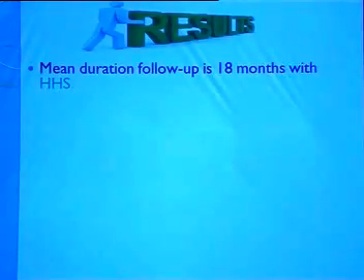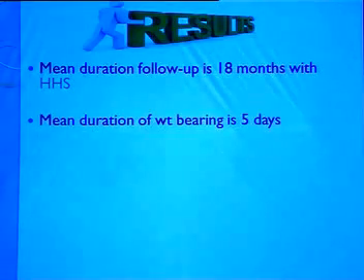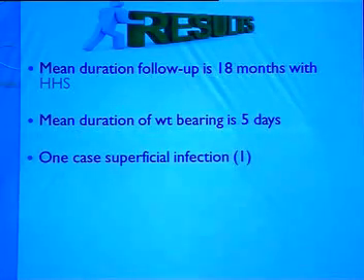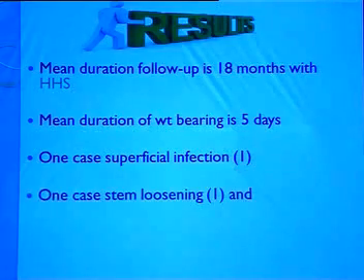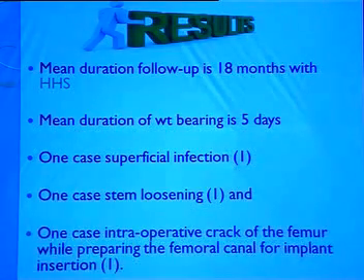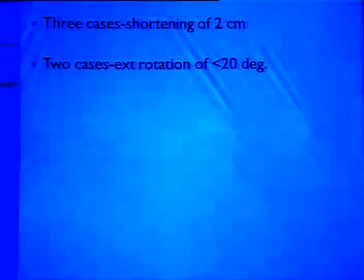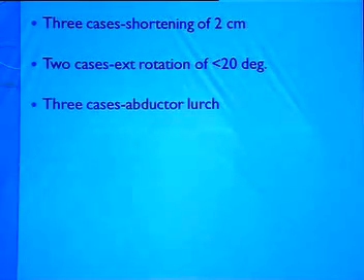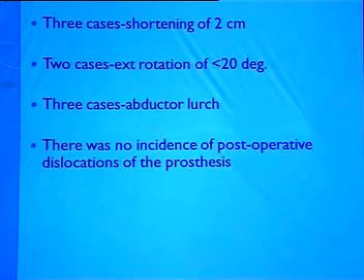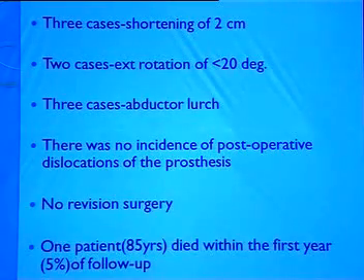The results: the mean duration of follow-up is 18 months with the Harris Hip Score, and the mean duration of weight bearing is 5 days. One case had a superficial infection, one case of stem loosening, and one case had an intraoperative crack of the femur while preparing the femoral canal. There were 3 cases of shortening of 2 centimeters, 2 cases of external rotation of less than 20 degrees, and 3 cases of abductor lurch. There was no instance of post-operative dislocation of the prosthesis, no revision surgery, and 1 patient died within the first year of follow-up.